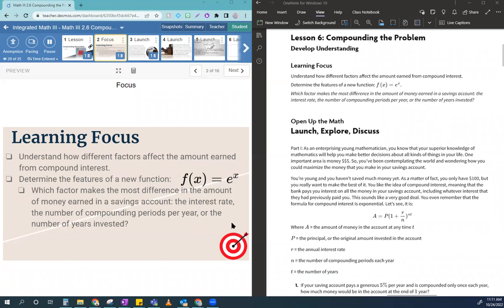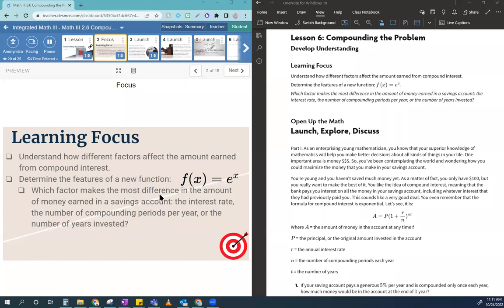Okay. So this is what we will be doing today. Understand how different factors affect amounts earned from compounding interest. Determine the features of a new function. So this is our new function. This guy is E. He's not a variable, he's a number. I'm going to introduce you to him today.